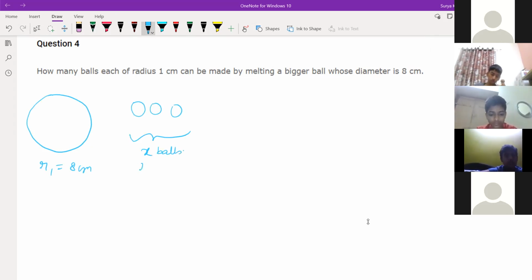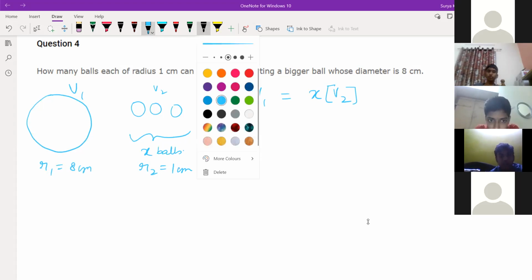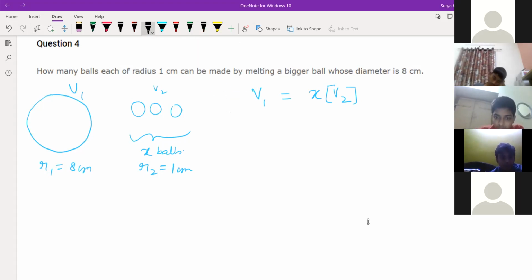512. So this radius is equal to 1 centimeter. The volume of the bigger one is V1, and this we are writing as V2. So V1 is equal to how much V2? X times V2 we can write. Volume of the bigger sphere is equal to X. We don't know this X, right? So the volume of this bigger one is equal to X into V2.